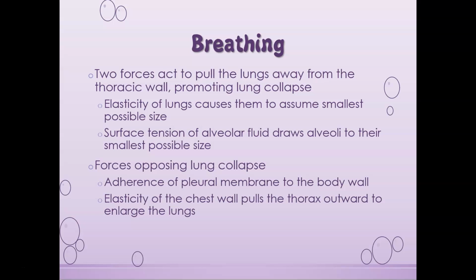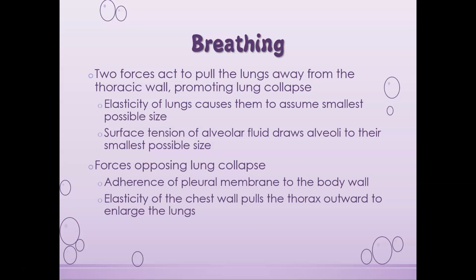So we look at your lungs sort of pulling away from your thoracic wall, which promotes lung collapse. There needs to be that elasticity in your lung tissue to cause them to assume the smallest possible size. Think of it like a rubber band. You can stretch it, but you let it recoil back into the smallest size that it's capable of. The surface tension in your alveoli, based on the surfactant they're making, also pulls your alveoli back to the smallest possible size. That's a good thing to a point.